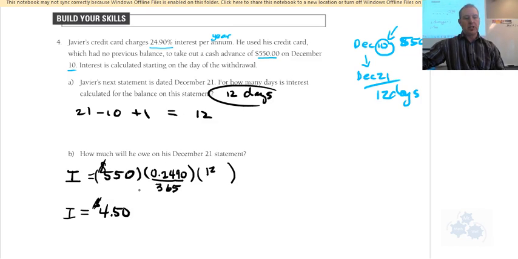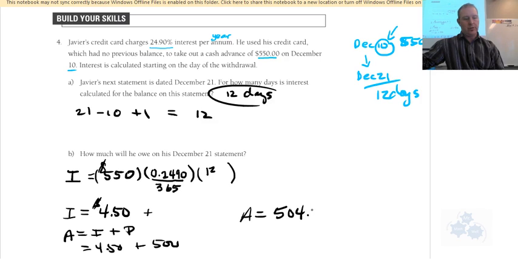Okay, so how much will he owe? He's going to owe that much plus his principal, so your future value there is I plus P. So that's going to be $4.50 plus your 500, which is going to be, you're going to owe $504. Wait, oh sorry, it's 550. Here we go, 550. My bad. So 554. The original amount was 550. My mistake.